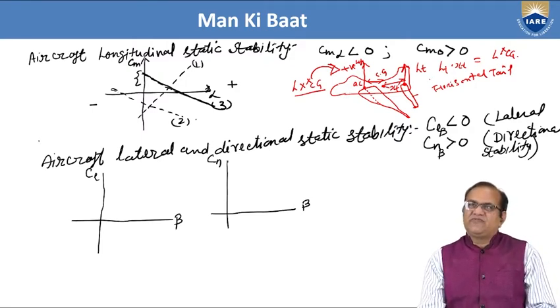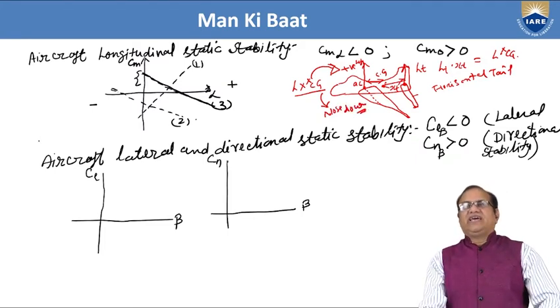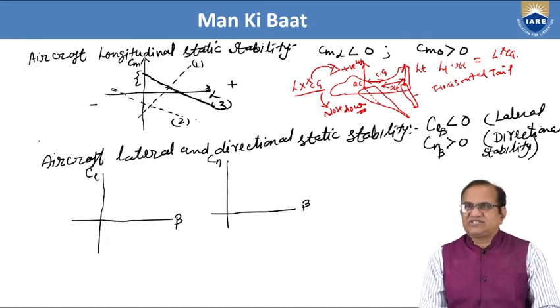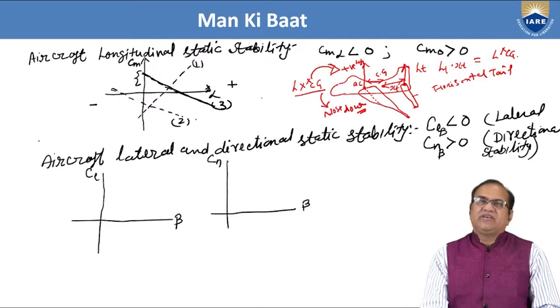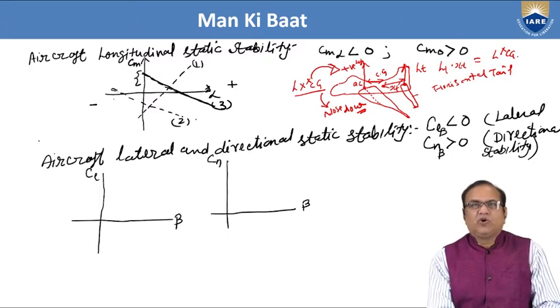We can say that if we increase this a little, the tendency of the aircraft will be towards nose down. If the tendency of the aircraft is towards nose down, we can say that the aircraft is longitudinally statically stable. If you see here, we have drawn a plot of Cm versus alpha for longitudinal static stability. As you increase the angle of attack, we have three plots: number one, number two, and number three.